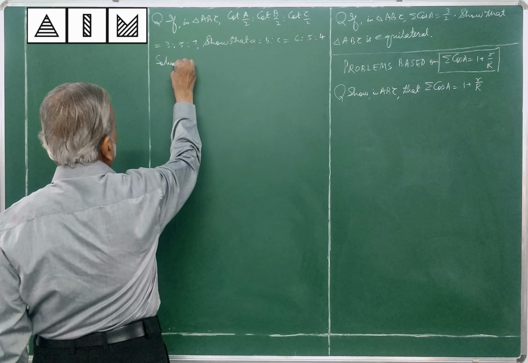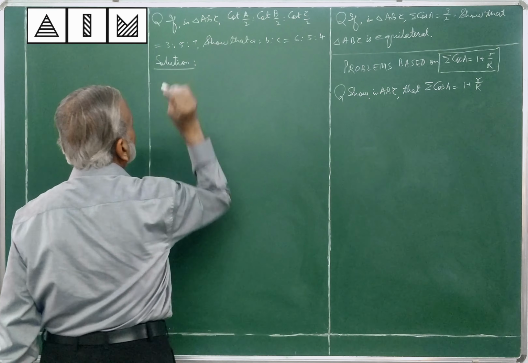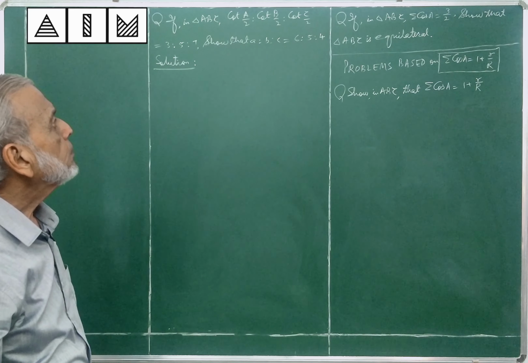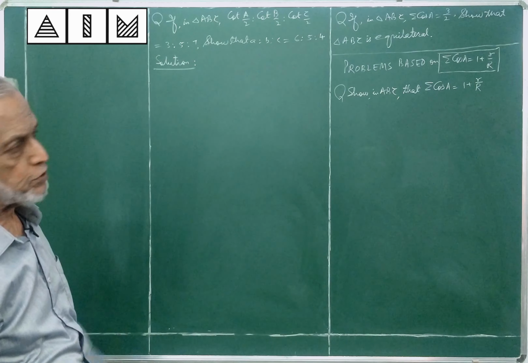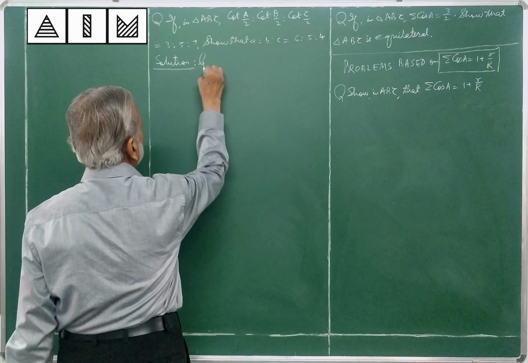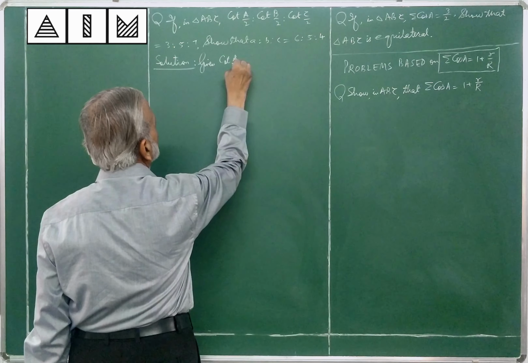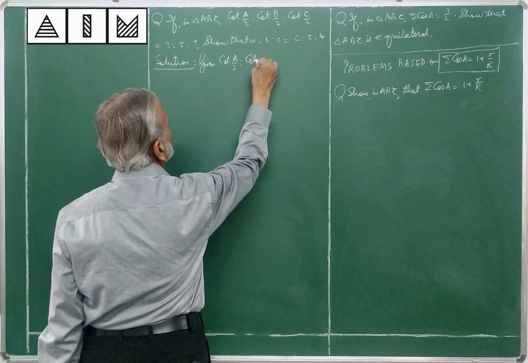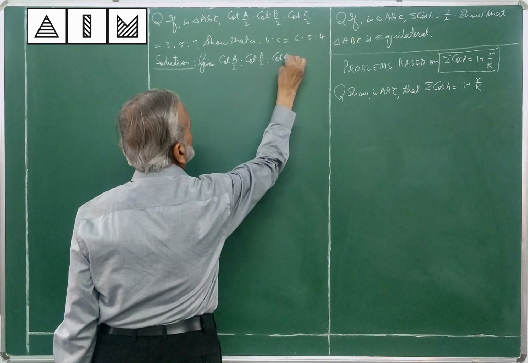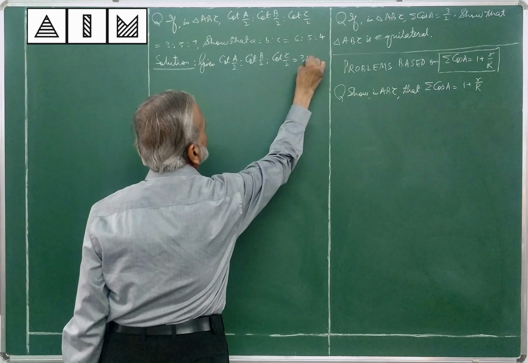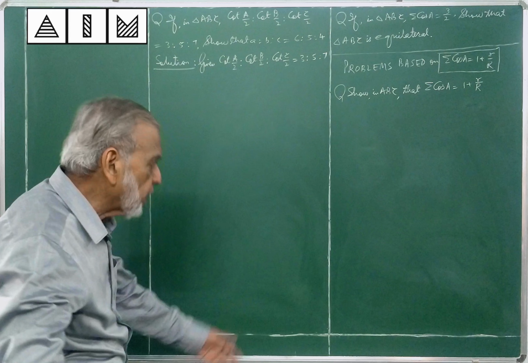This is another important type of question, many times asked in entrance examinations. Please see: cot A by 2 is to cot B by 2 is to cot C by 2 is equal to 3 is to 5 is to 7. I am writing. Cot A by 2, we have a formula.